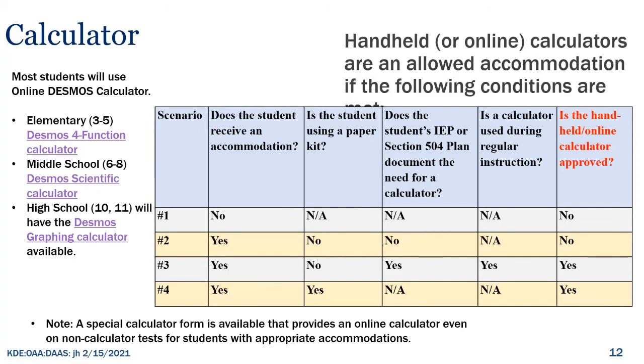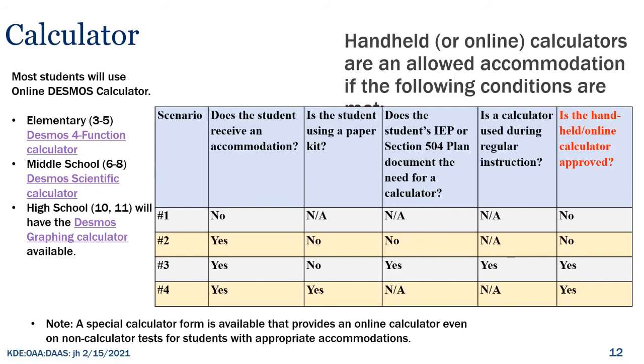Now, in scenario 3, we see the student receives accommodations, is not using a paper and pencil kit. Okay, so they're testing online, and they do have a math deficiency and calculators clearly marked as an accommodation, and they have used it routinely during instruction throughout the year. This student would qualify for a handheld or online calculator.